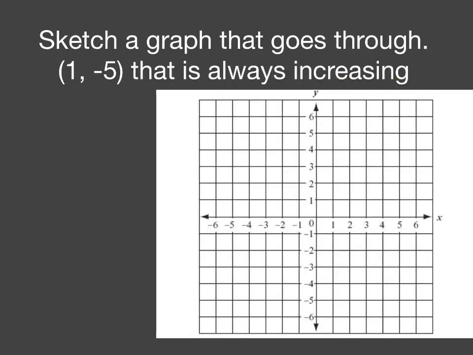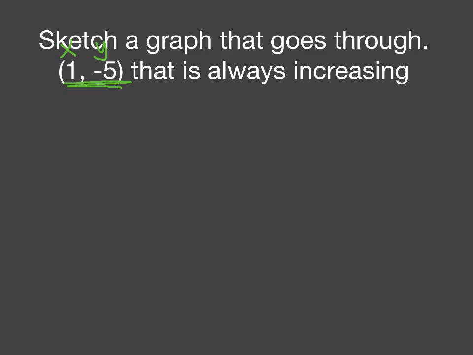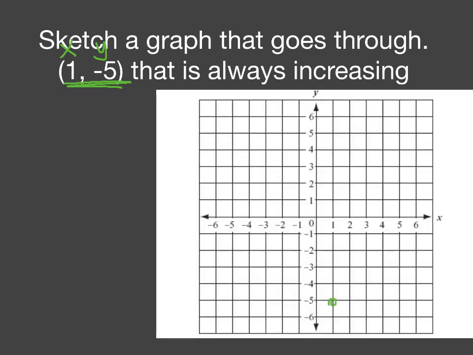One more problem here. Sketch a graph that goes through 1, -5 that is always increasing. So my first piece of information I've seen before. I got 2 numbers, an x and a y ordered pair, that are going to make 1 point only. So if I go to 1 on my x-axis and -5 on my y-axis, that's down here.